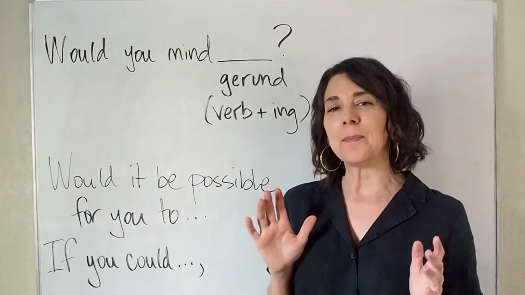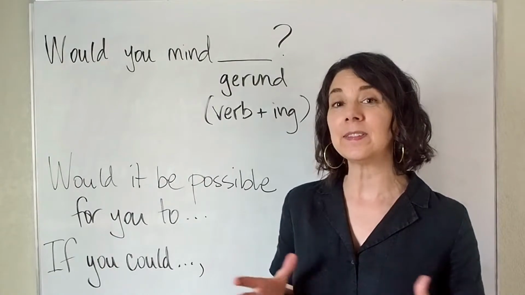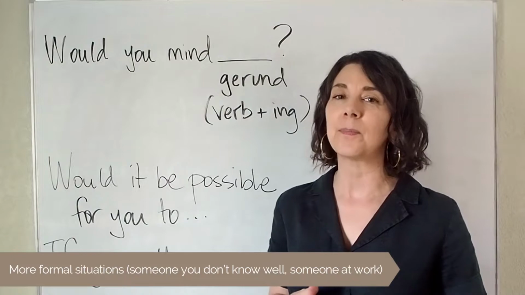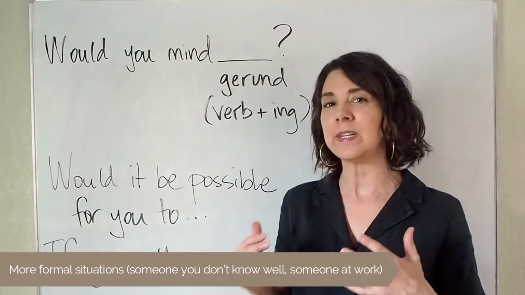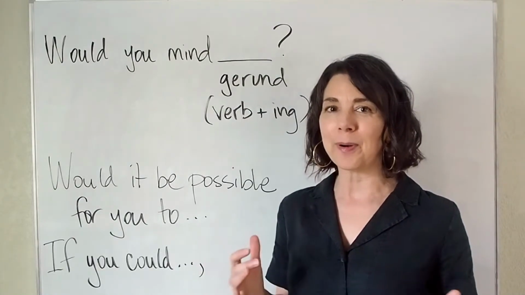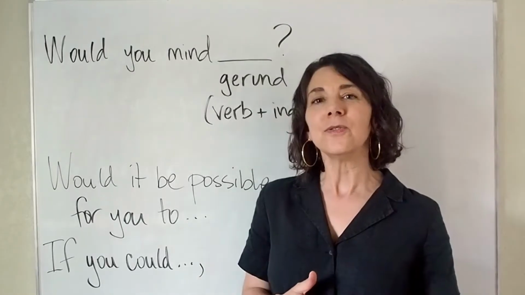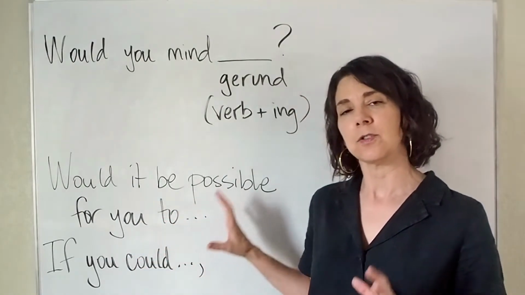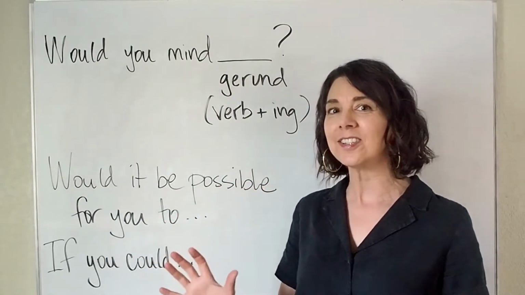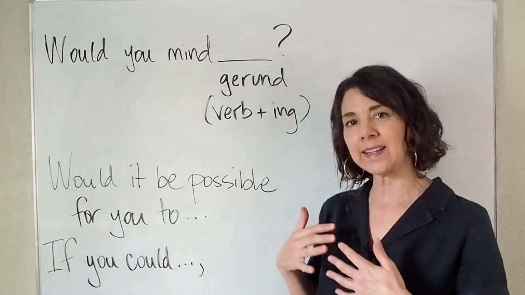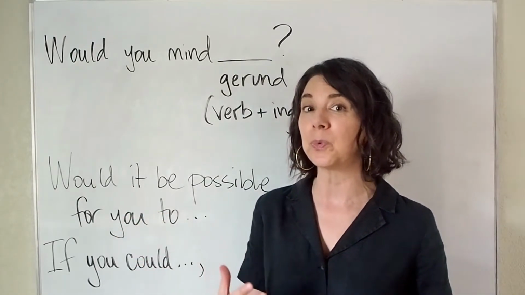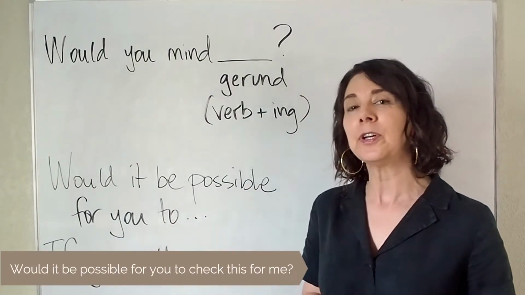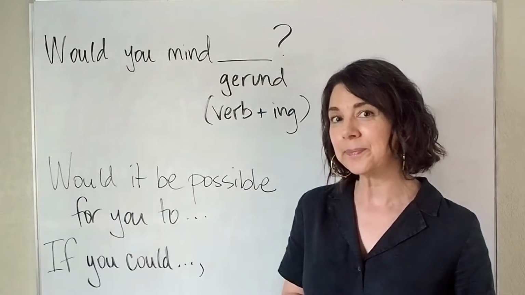Finally, I'm going to show you a more polite way to ask for help, and this is something that you could use with someone whom you don't know well, or someone maybe at work where you need to have a little bit of formality between the two of you. You can say, "Would it be possible for you to?" So notice that this is more gentle, it has more words, it's less direct. We use the verb would to soften it. For example, "Would it be possible for you to check this for me?"